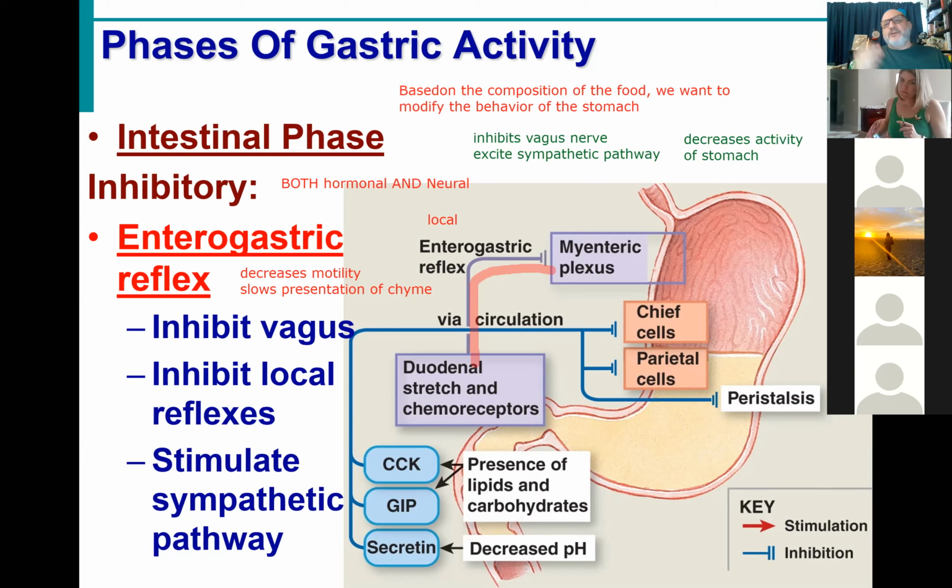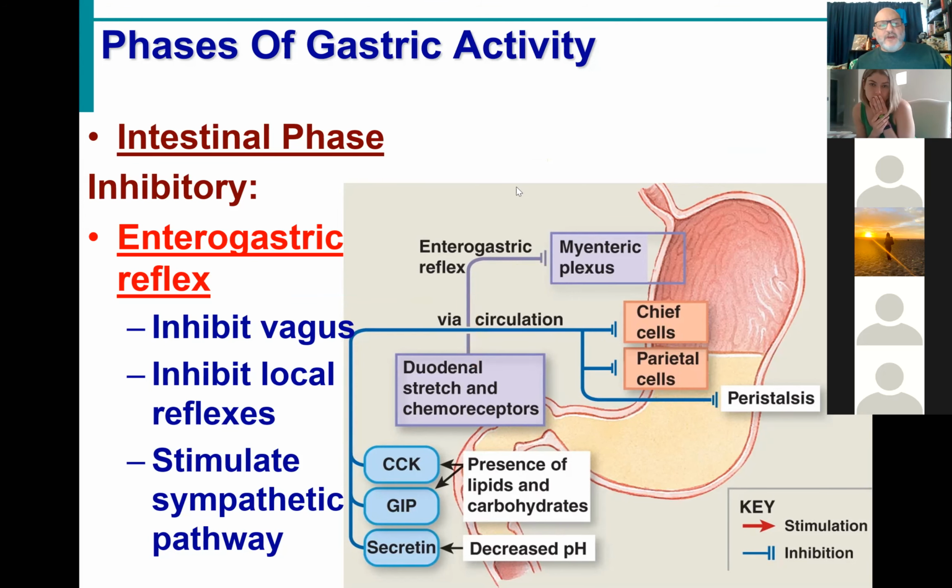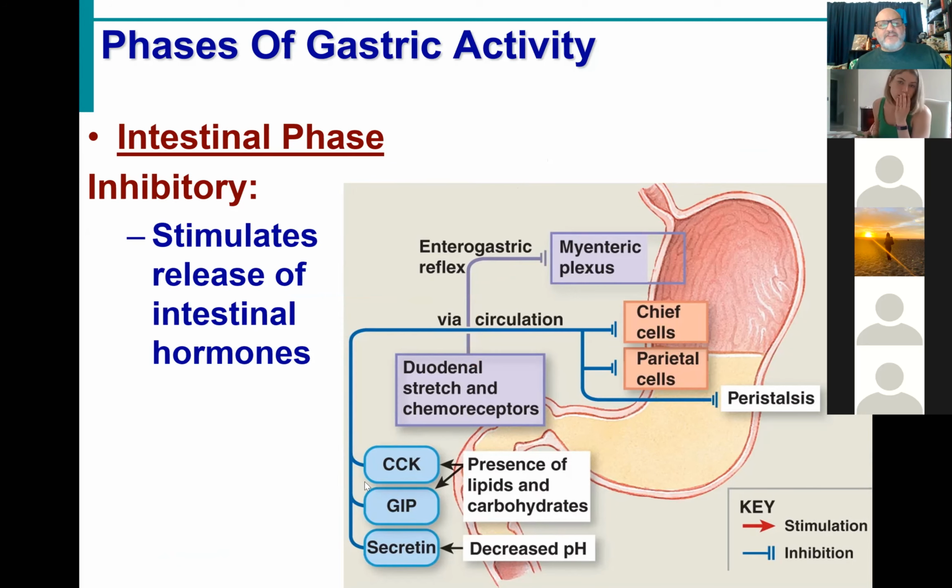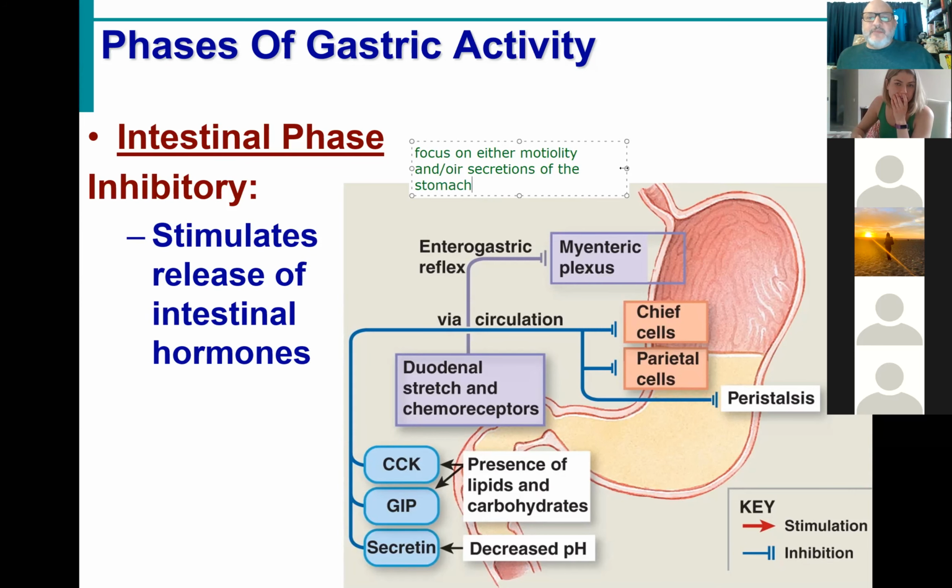However, we're also going to rely on hormones as well. We'll talk about the hormones in more depth when we get to the small intestine. But in general, as you can see from the list here, there are intestinal hormones like gastric inhibitory peptide, which as the name would indicate, inhibits the stomach, cholecystokinin, secretin, and all these types of hormones. In general, they tend to focus on either the motility and or secretion of the stomach. But again, that's why we'll wait till we talk about the small intestine.